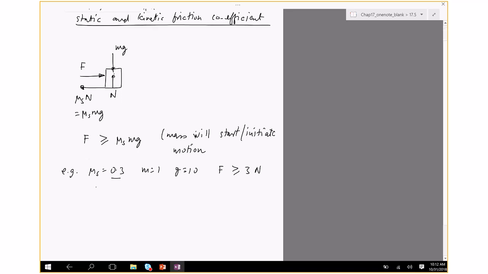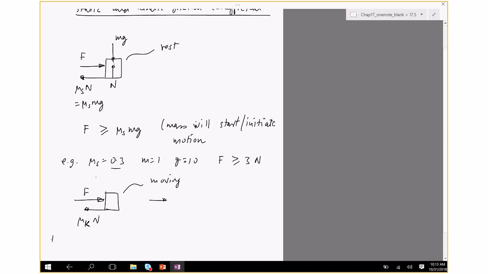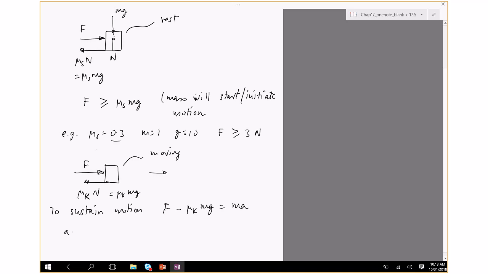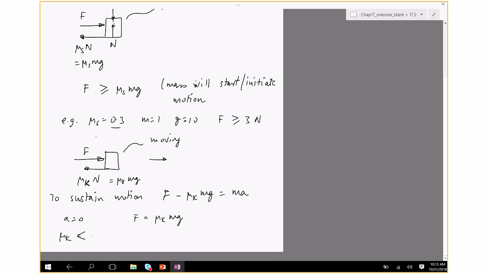Now, once it starts, so this is at rest. Once it starts moving, let's say that the block is moving to the right, the force you require to sustain movement is given by mu k times N, where mu k is the coefficient of kinetic friction. So to sustain motion, we need F minus mu k mg equals ma. If you put a equals 0, then you see that the force is mu k mg. And typically mu k is less than mu s. So let's say that mu k is 0.2, which is less than 0.3, then F is 2 newtons.